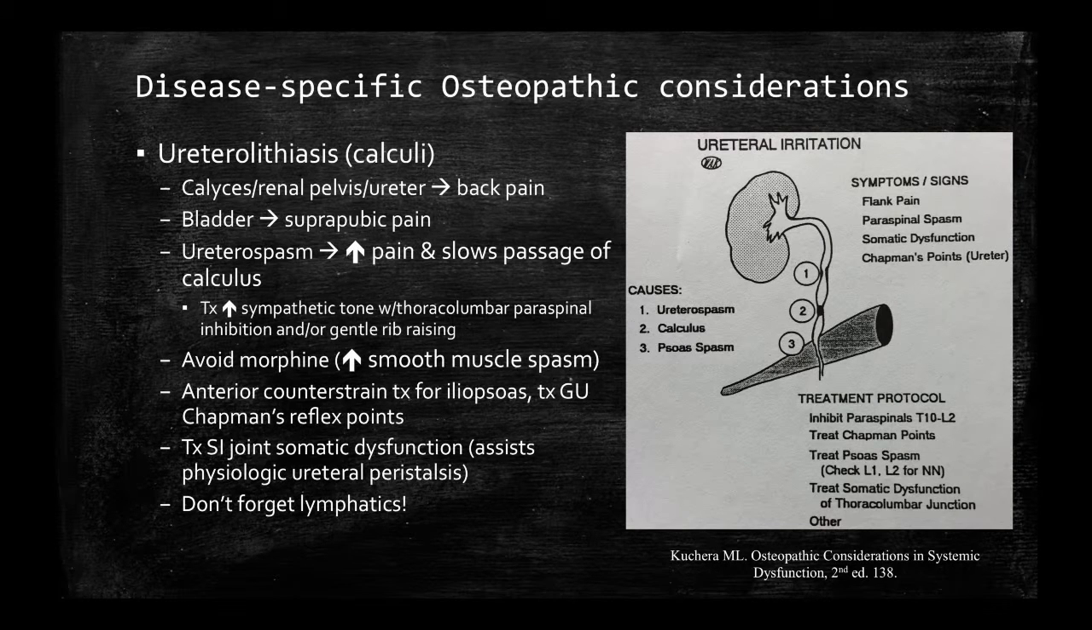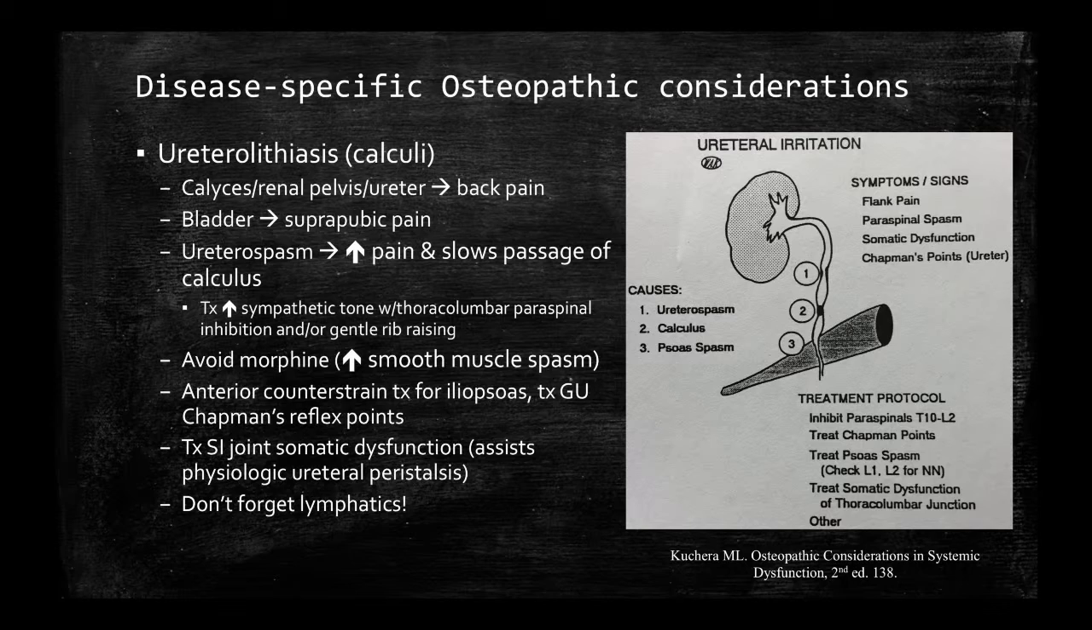In patients with ureterolithiasis, or ureteral calculus, pain coming from the calyces, renal pelvis, and ureter refers to the back. Bladder stones would refer more suprapubic pain. Ureterospasm that can occur with the calculus will increase pain and slow passage of the calculus through the system. So you want to treat this increased sympathetic tone in the ureterospasm with thoracolumbar paraspinal inhibition, or you can use gentle rib raising. You want to avoid morphine in these patients, as this will increase the ureteral spasm and make it harder to pass the stone.